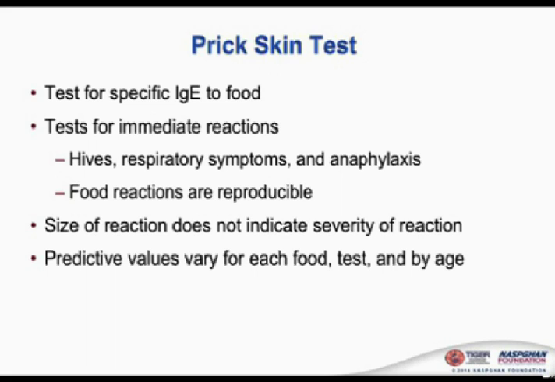You put a drop of food on, you scratch with this little bifurcated needle, and you get a little red bump. This is relatively reproducible, but it's important to know whether you're doing it for prick skin test or specific IgE or the RAST testing. The predicted values vary from food to food, test to test, and age by age. So you really need to know what you're doing. You just can't order it haphazardly because you can get a fair amount of false positives and occasionally false negatives.